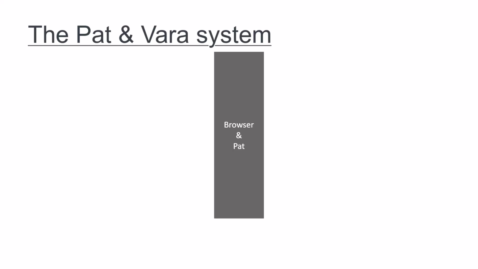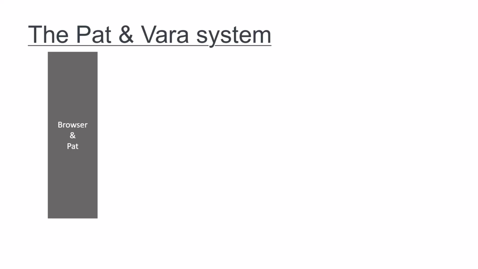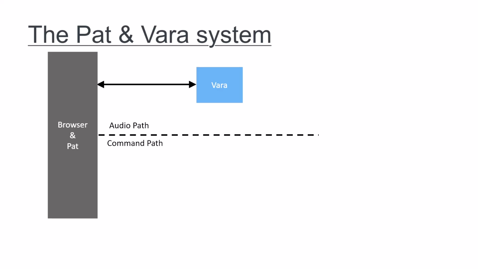A complete Vara installation requires the use of 5 programs. First, as with all PAT systems on Windows, you start with PAT and a browser. The following 3 programs in a PAT system form an audio path and a command path. Vara, the only program in the audio path, processes audio signals for modulation and demodulation in the transceiver. This is well described in other places and will not be covered here.